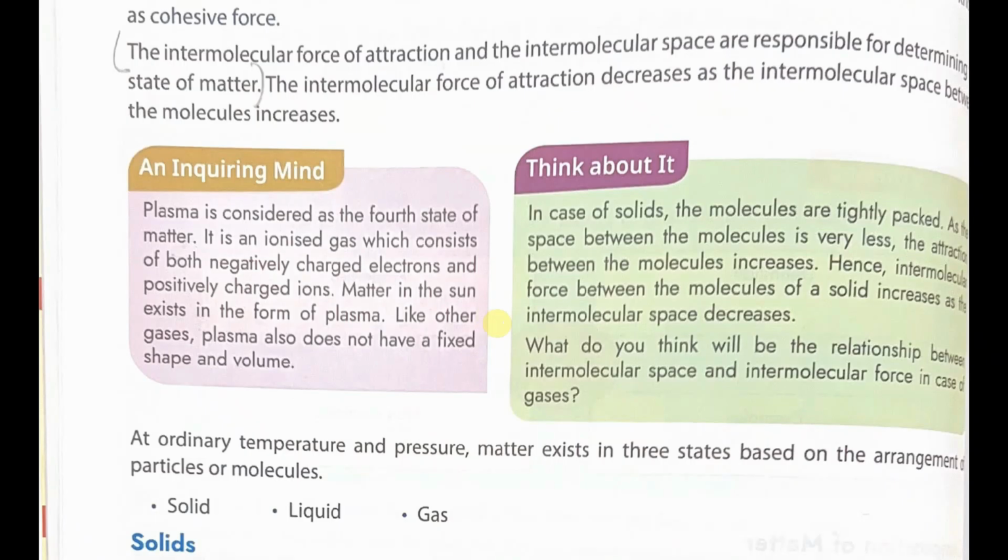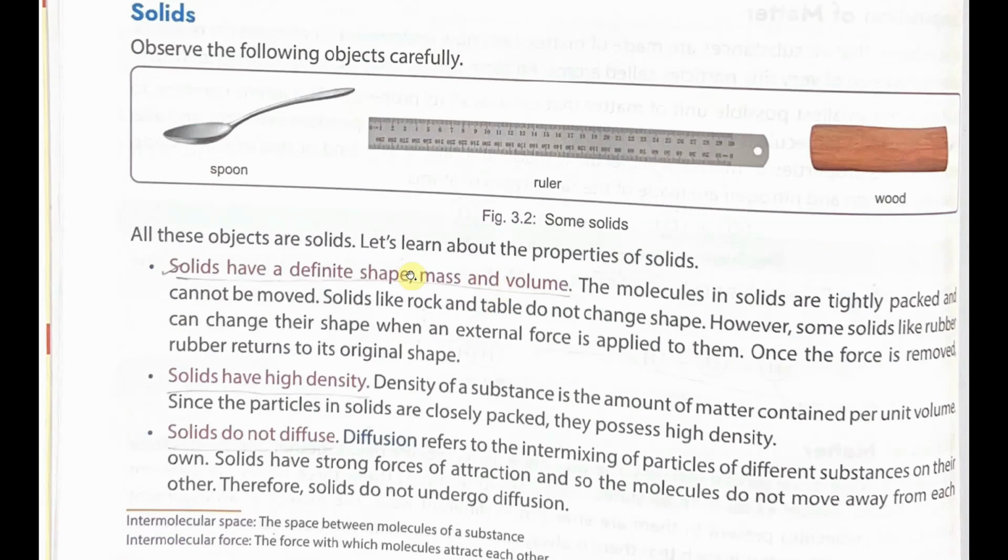At ordinary temperatures and pressure, matter exists in three states based on the arrangement of particles or molecules. They are solid, liquid, and gas. Now let's talk about solids first. If you observe the following objects carefully, like spoon, ruler, and wood, you will see that all these objects are solids. So let us learn about the properties of solids.